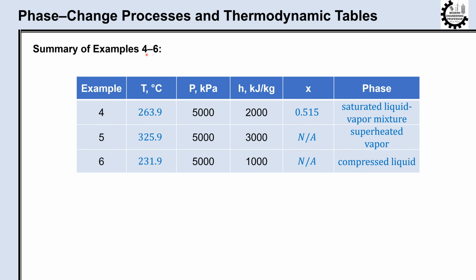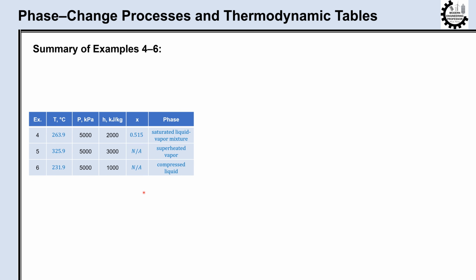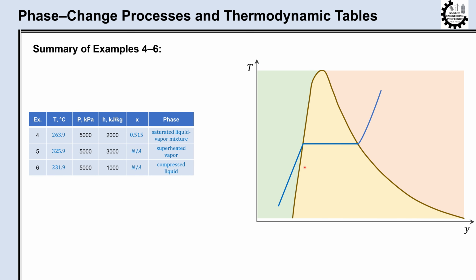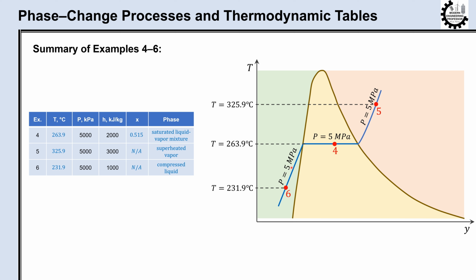Examples 4 to 6 are related, so it is useful to summarize their answers in this table. We can also locate the thermodynamic state of each example on the phase diagram. Example 4 is in the saturated liquid-vapor mixture region at a pressure of 5 megapascals and saturation temperature of 263.9 degrees Celsius. Example 5 is in the superheated vapor region at the same pressure and a higher temperature. And example 6 is in the compressed liquid region at the same pressure and a lower temperature.